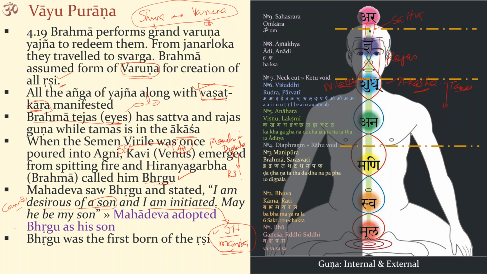So may Bhrigu be my son. So Mahadeva adopted Bhrigu as his son. Bhrigu was the firstborn of the Rishi. Venus was the first Rishi to be born.